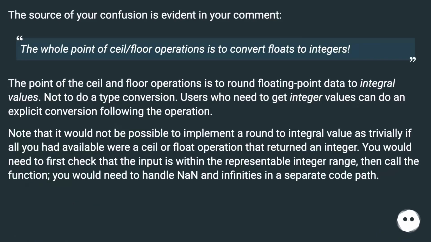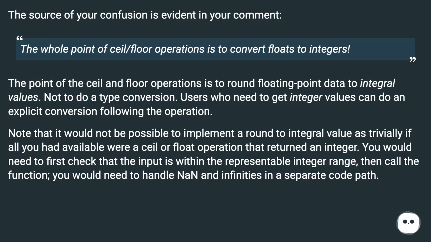The source of your confusion is evident in your comment: the whole point of ceil/floor operations is to convert floats to integers. The point of the ceil and floor operations is to round floating point data to integral values, not to do a type conversion. Users who need to get integer values can do an explicit conversion following the operation.